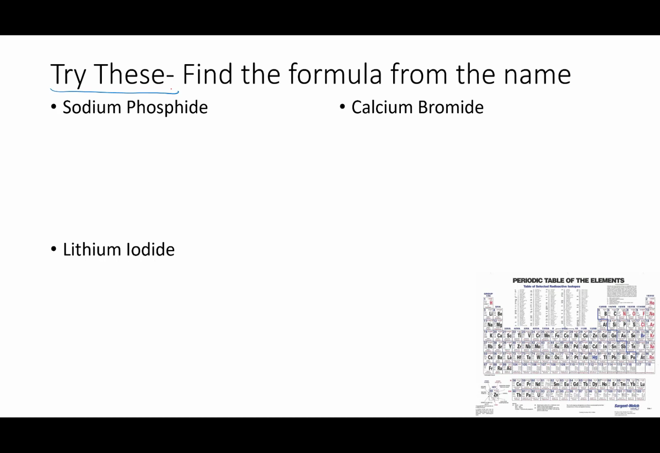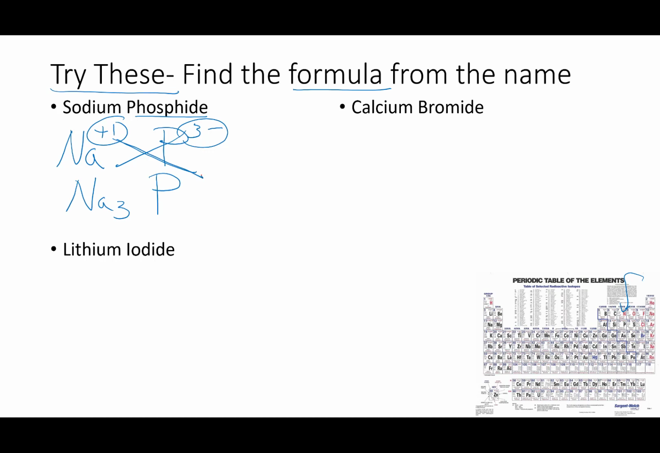Okay, you know what's coming. Try these on your own, and then we'll go through them. Go from the name back to the chemical formula. All right, here we go. Sodium. Sodium is +1. Phosphide. Okay, that's the element phosphorus. Phosphorus is group 15 on the periodic table, -3. They're not the same, so you crisscross. Na3 goes down here. P1 comes over. We never write 1s as subscripts.